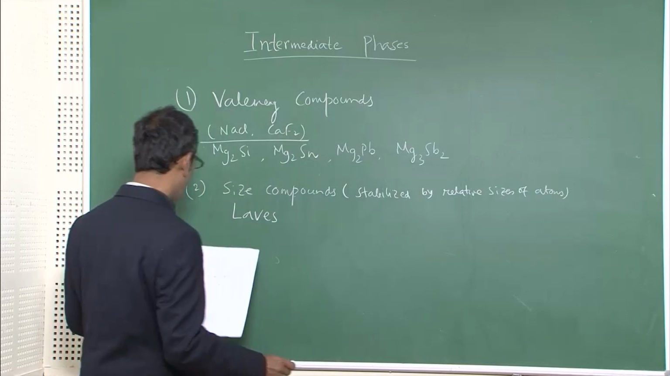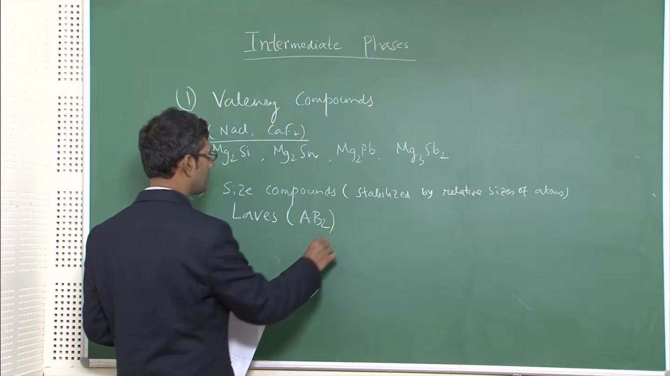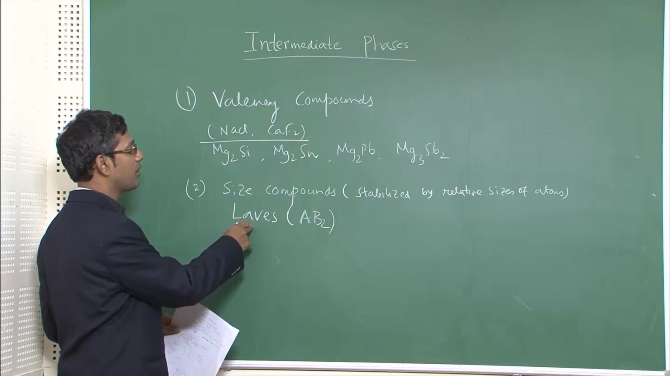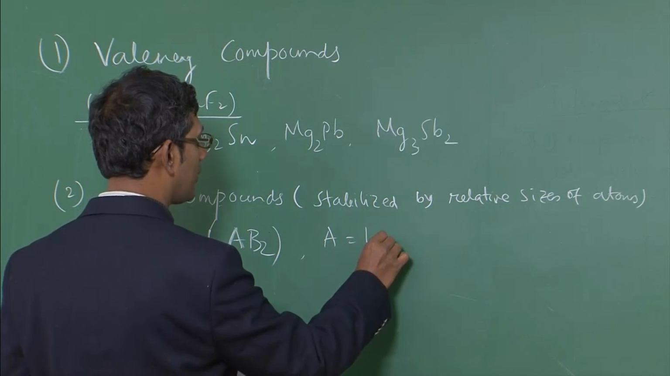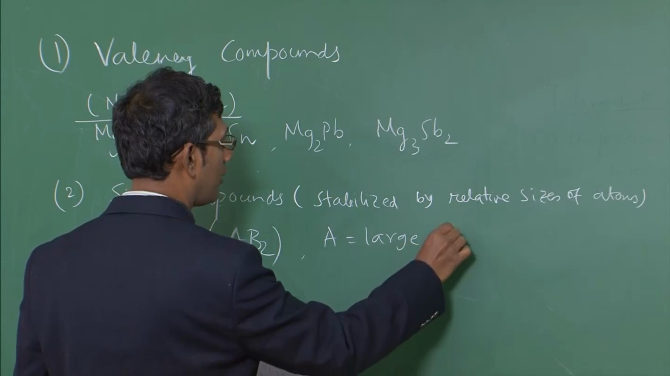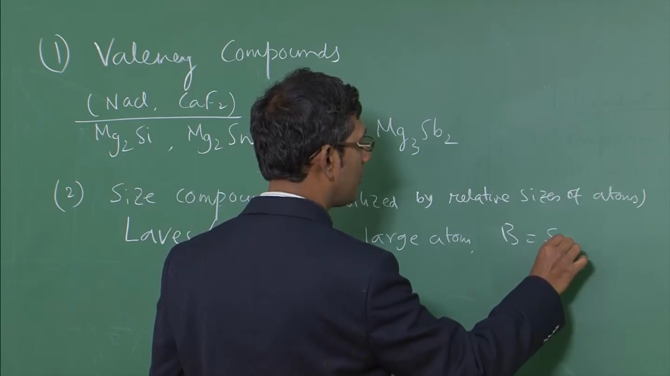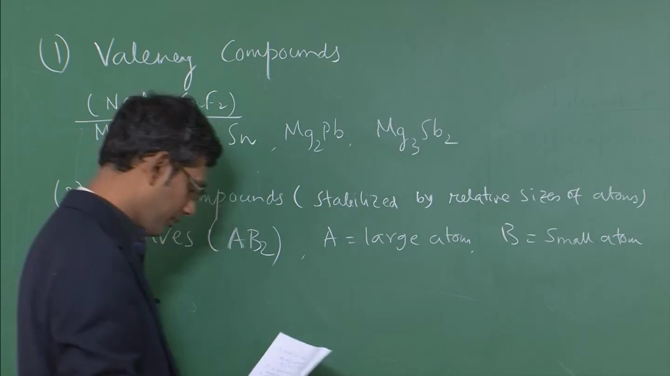Correct, there are 2 types of Laves phases, and all of them will have a composition AB2 type. That is another classic, important aspect of Laves phase. All of them will have composition AB2 type, where A is the large atom and B is the small atom. Very simple to remember, AB2.